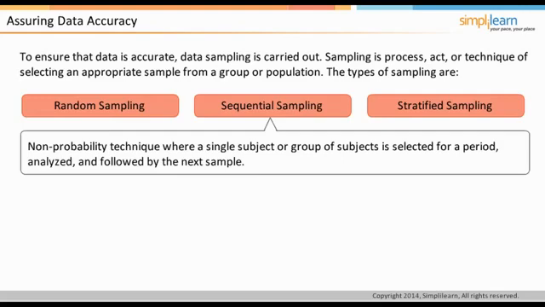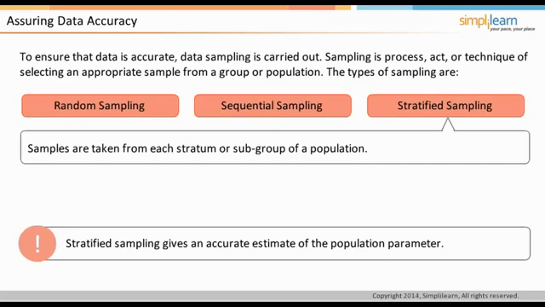Sequential sampling is similar to multiple sampling plans, except that it can, in theory, continue indefinitely. In other words, it is a non-probability sampling technique wherein the researcher picks a single subject or a group of subjects in a given time interval, conducts the study, analyzes the results, and then picks another group of subjects if needed, and so on. In stratified sampling, the idea is to take samples from subgroups of a population. This technique gives an accurate estimate of the population parameter.